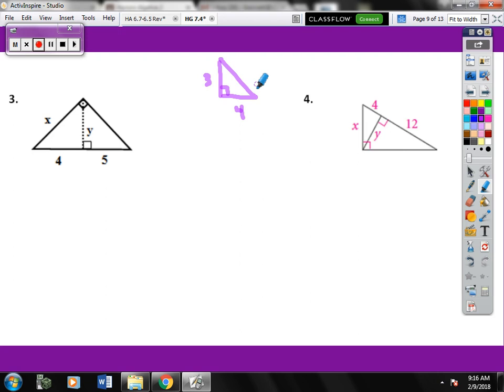So if you know 2 of the sides, which we don't know 2, we only know 1 of each of them. But if you were to know 2 sides, you can use the Pythagorean theorem in any of these right triangle problems to come up with the third side if you need to.